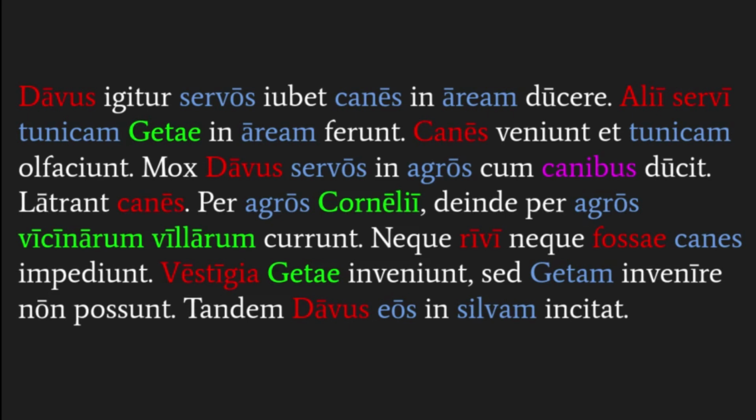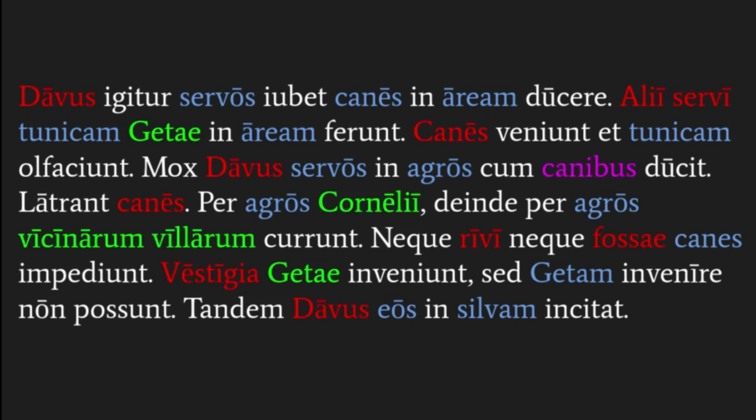So first they're going through the fields of Cornelius, then, deinde, or next, through the fields of the neighboring country houses, right? Vicinarum villarum, it's genitive plural. It's saying that the dogs go looking for Geta first in the family's fields, the fields around the house. And then they start going into the neighboring fields, the fields of the neighboring country houses.